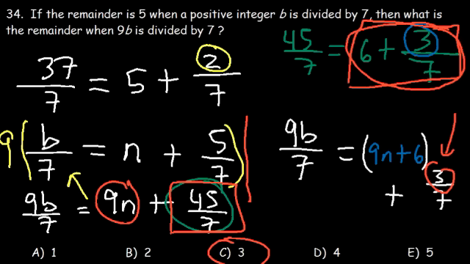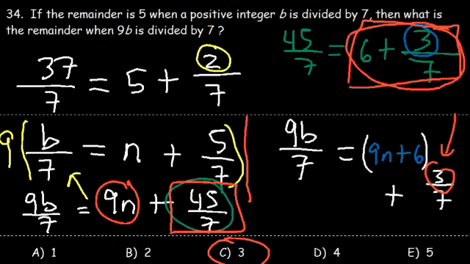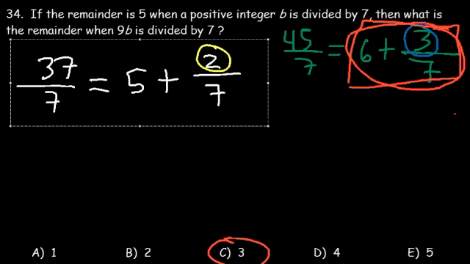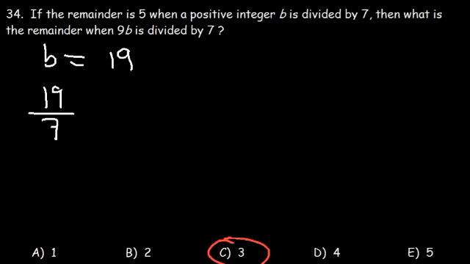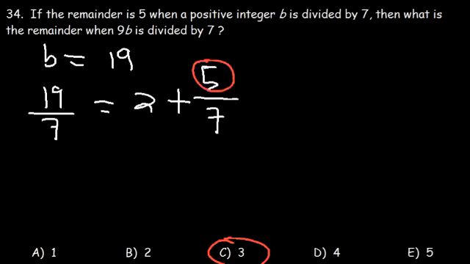So let's see if we can verify it. Think of a number that 7 could go into, but the remainder is 5. So let's use 19. We're going to say b is 19. 7 goes into 19 2 times, and 7 times 2 is 14, and 19 minus 14 is 5. So here we got a remainder of 5. Now if we multiply 19 by 9, will the remainder be 3?